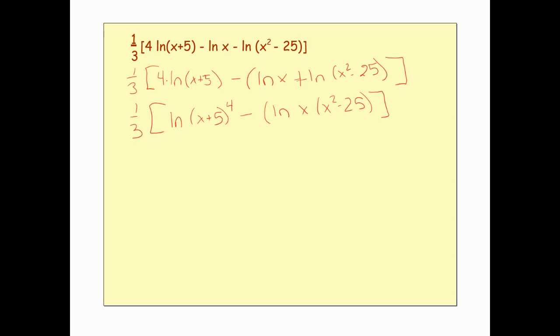Now, some of you might be thinking x squared minus 25 and x plus 5 have a common factor. And we're going to see that comes into play with this division, or our quotient property, because we're subtracting. So again, 1/3 natural log, and now I have (x plus 5) to the 4th power over x times (x squared minus 25).